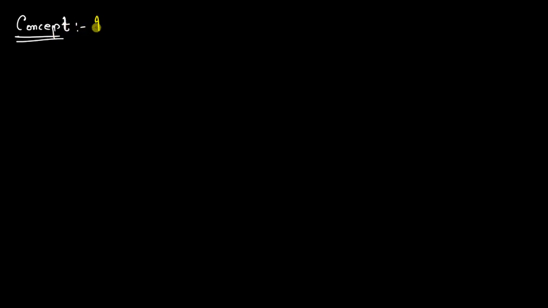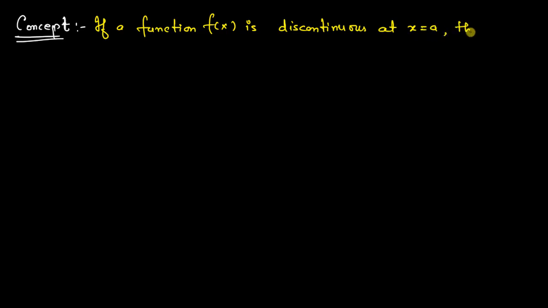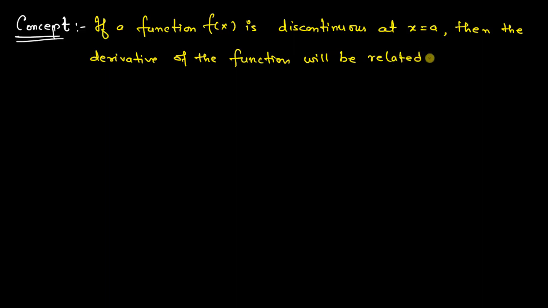The concept is, if a function f(x) is discontinuous at x is equal to a, then the derivative of the function will be related to the Dirac delta function.